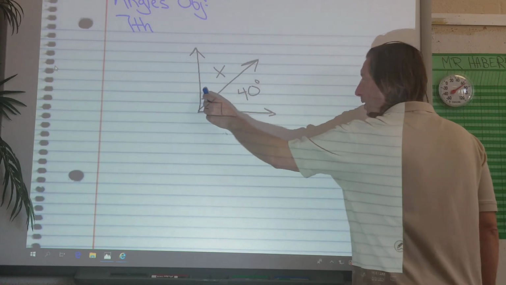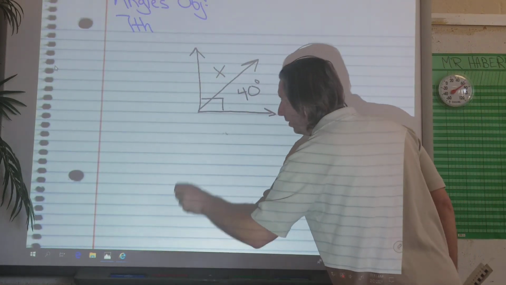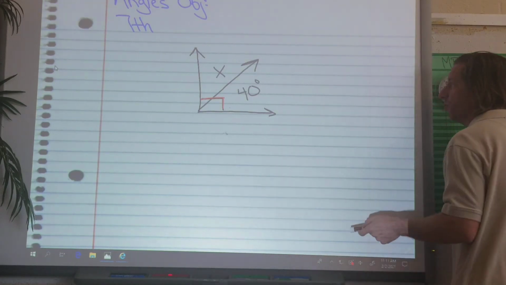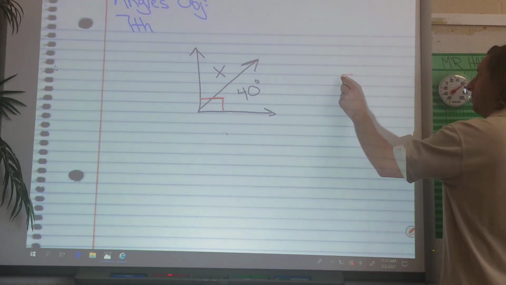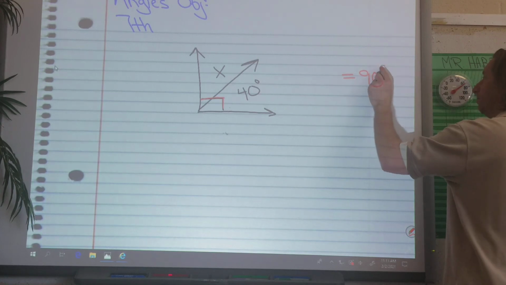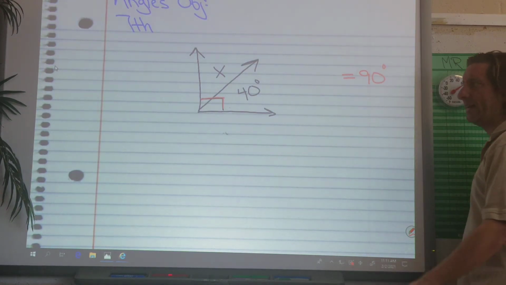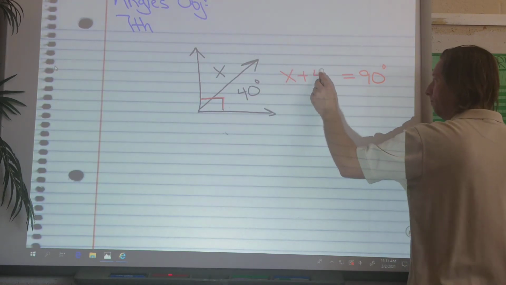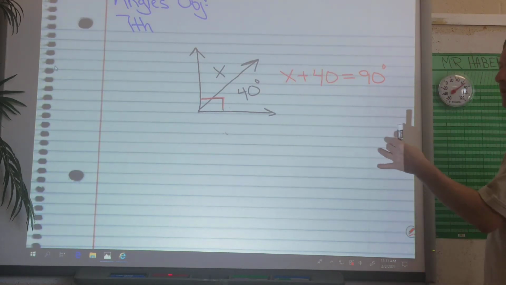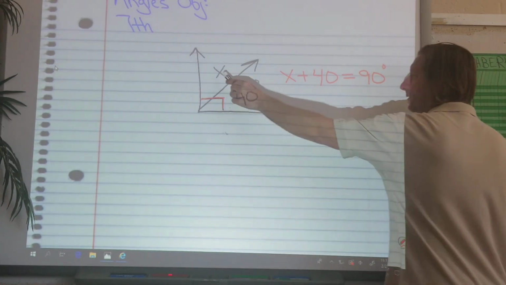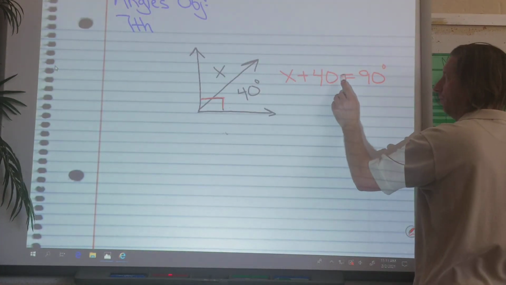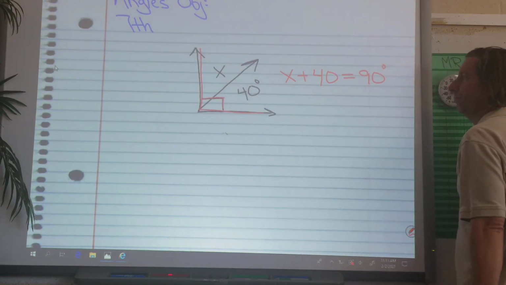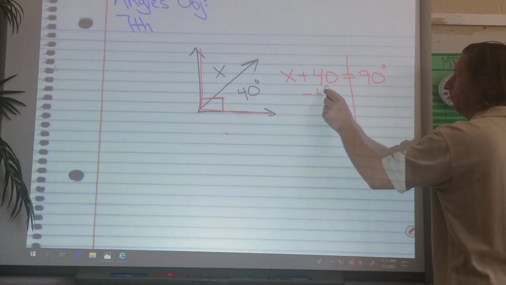So we know these two have to add to what? Well, it's a right angle, so they have to add to 90. They're complementary angles, right? So I'm going to write down that they equal 90. Well, what equals 90? X plus 40. This is the way I want you to solve it. These two added together equal 90. We know it's 90 because of this right angle, okay? And then we just solve it.